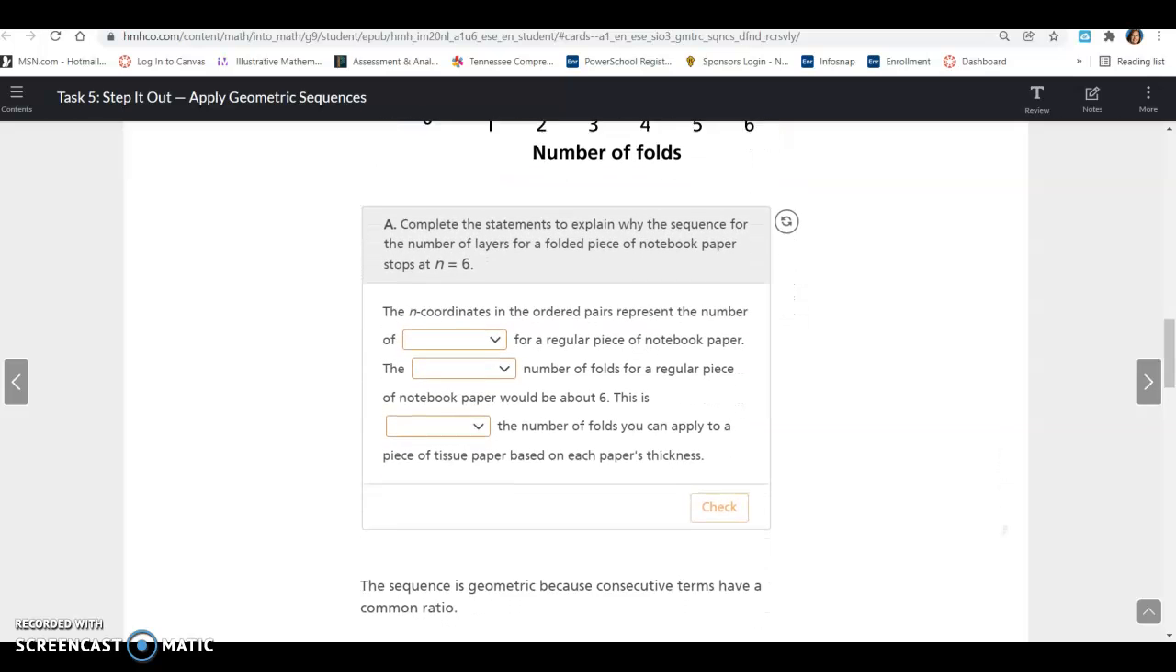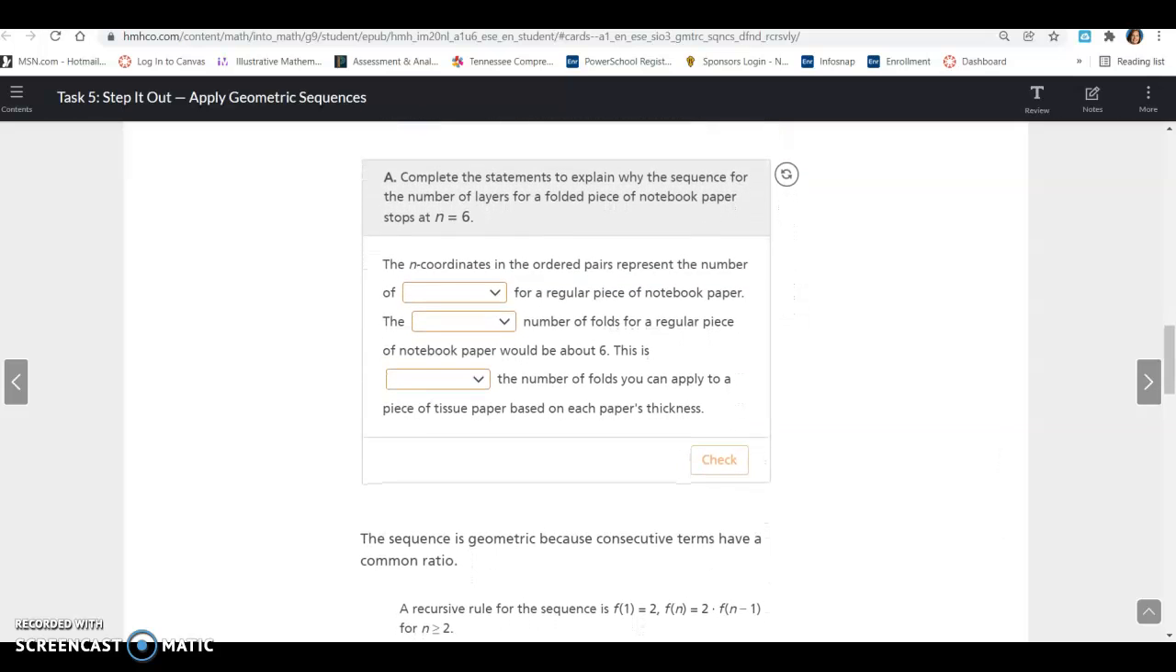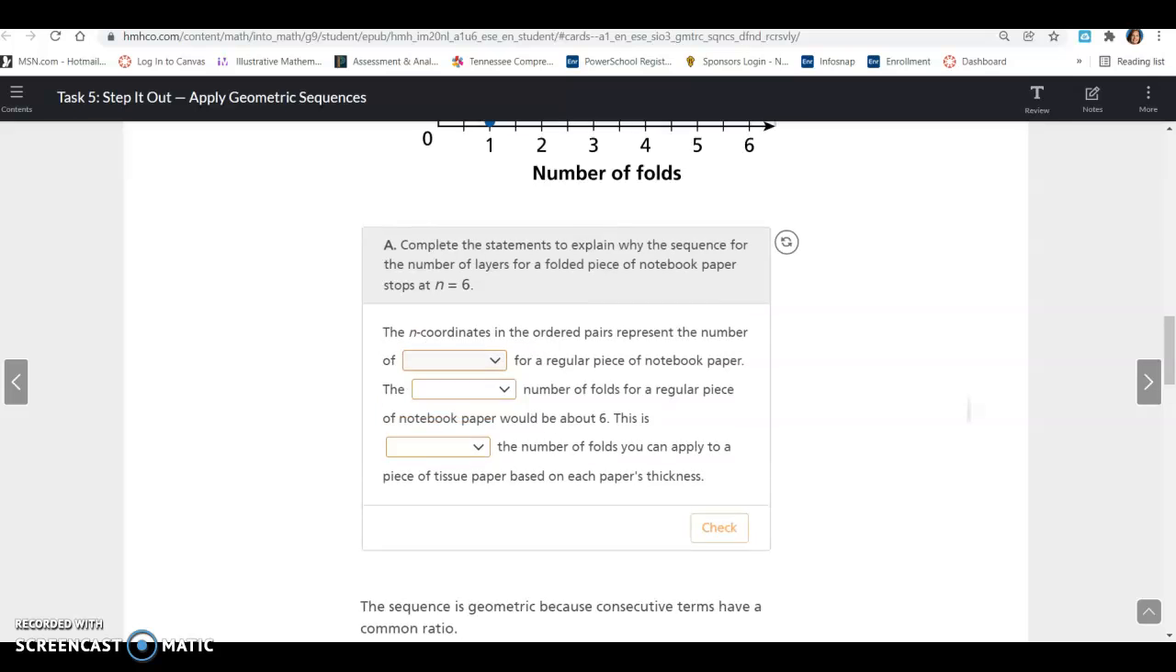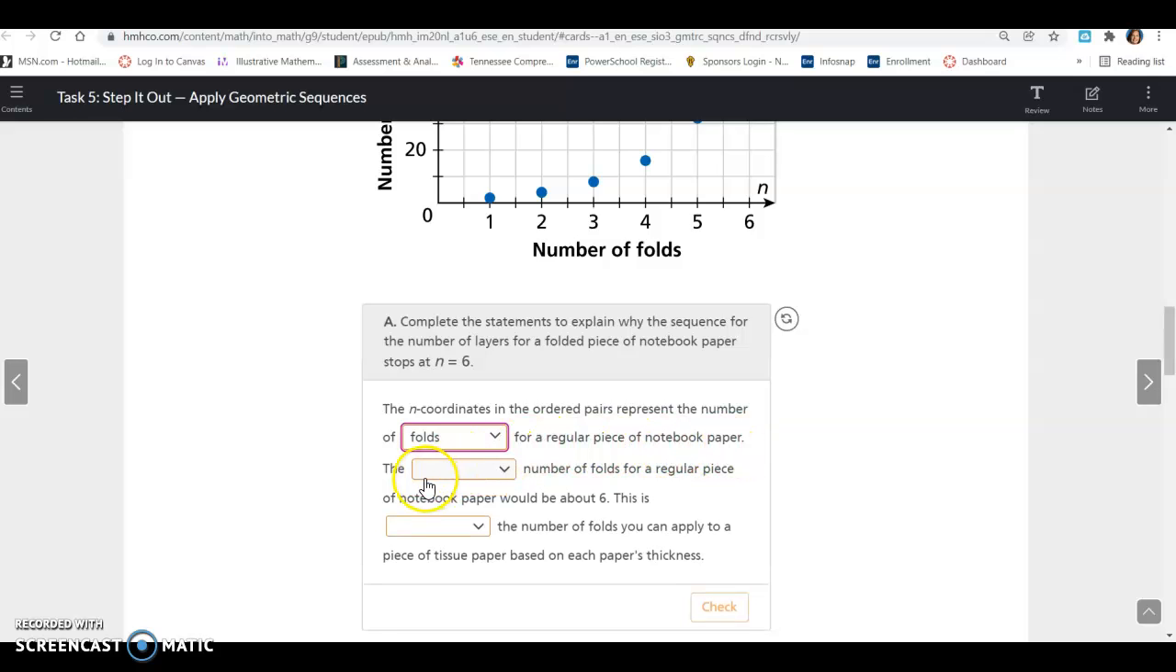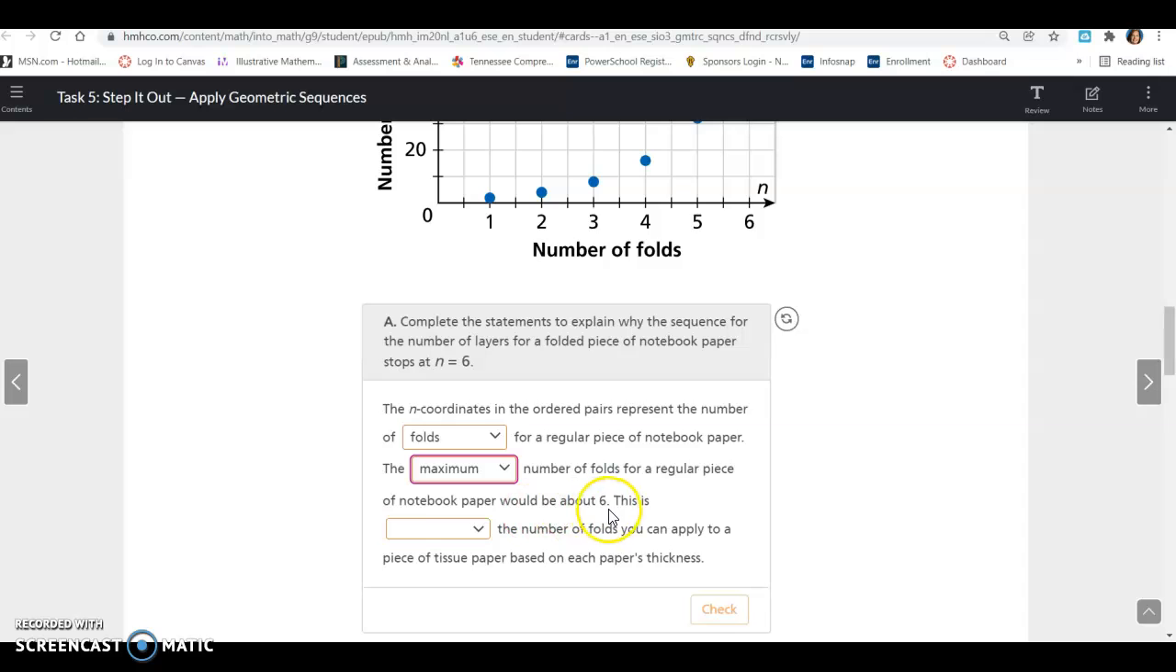All right, so it says complete the statements to explain why the sequence for the number of layers for the folded piece of notebook paper stops at n equals 6. All right, so the n coordinates in the ordered pair represent the number of, all right, so you can see the n coordinate represents the number of folds for a regular piece of notebook paper. The maximum number of folds of a regular piece of notebook paper will be 6. This is fewer than the folds you can apply to a piece of tissue paper based on each paper's thickness.